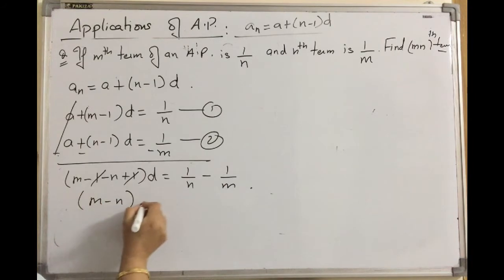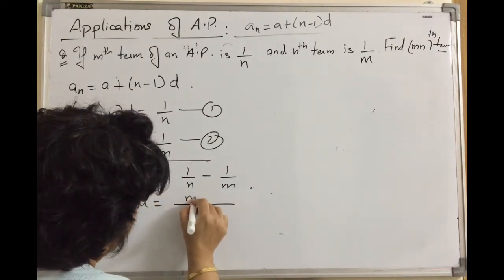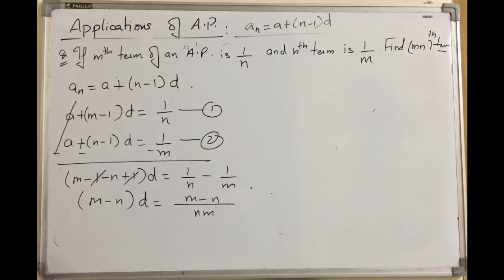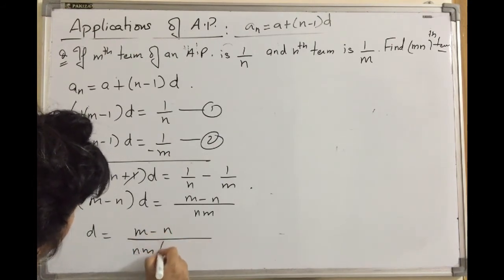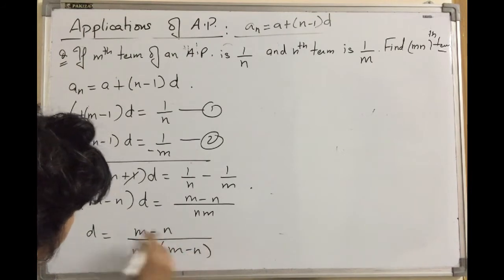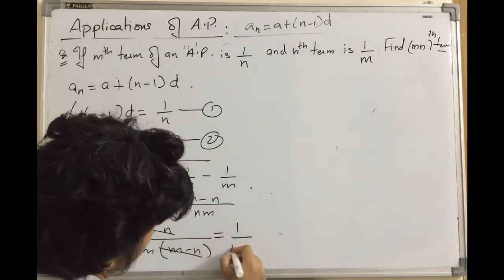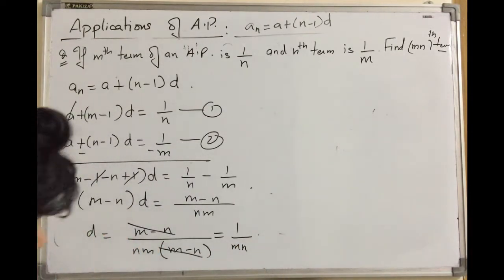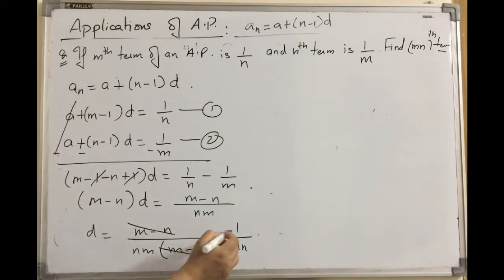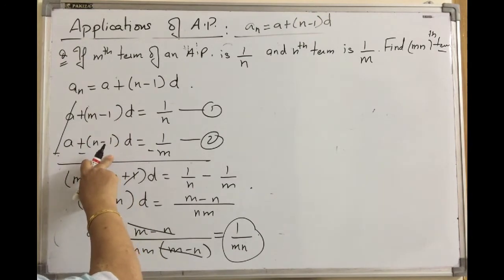m minus n into d will be, the LCM here will be nm, and in the numerator we get m minus n. So the value of d will be m minus n upon nm, and this m minus n goes to the denominator here, it gets cancelled. So the value of d is 1 upon mn. Got it? Now put this value of d, 1 upon mn, either in the first equation or in the second to get the value of a.